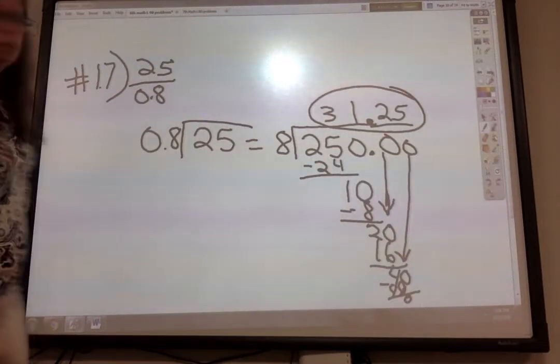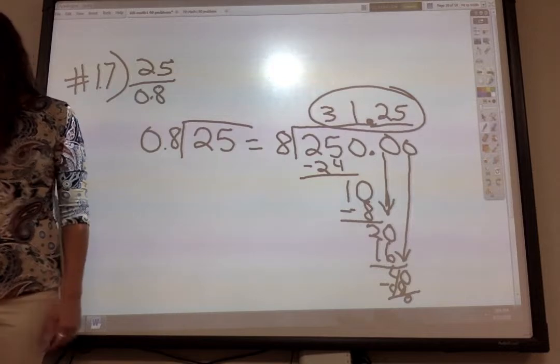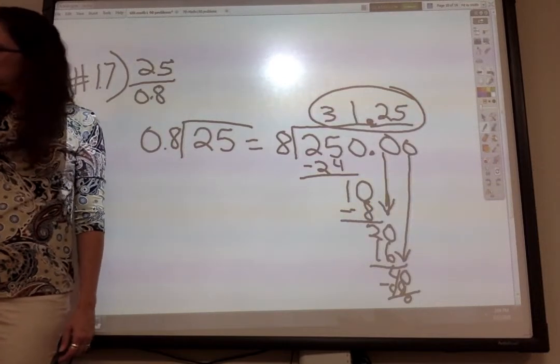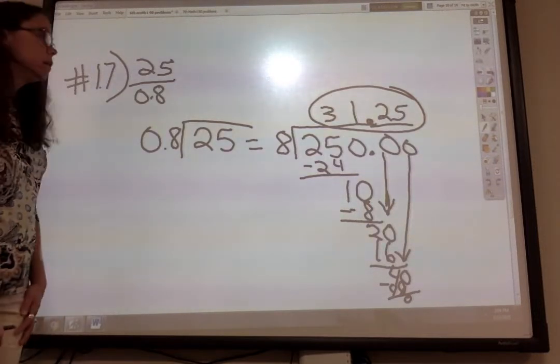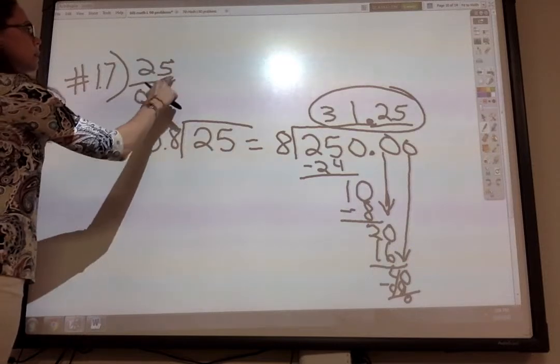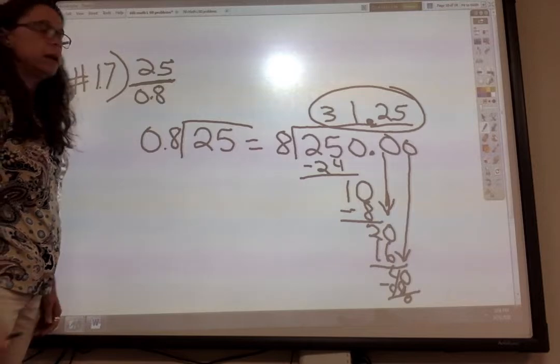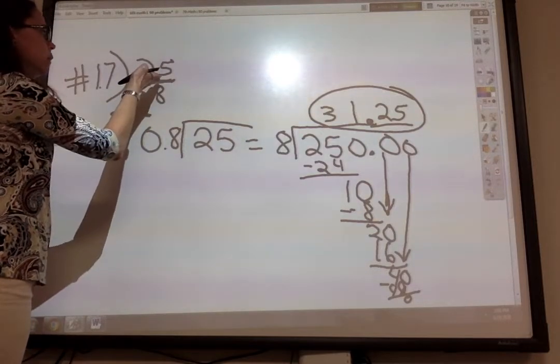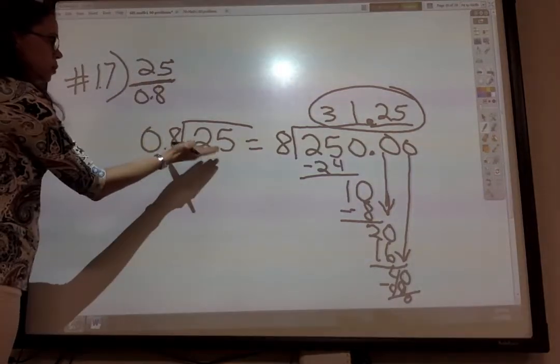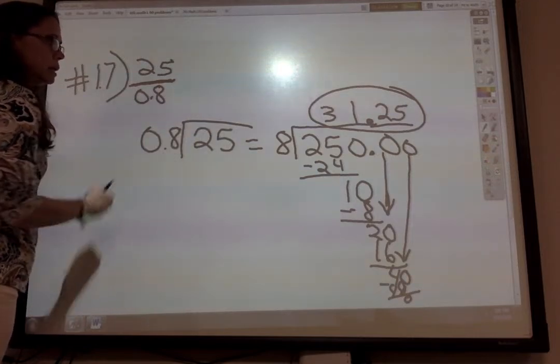Next one is number 17. Okay, the way number 17 is written looks like a fraction, 25 over 0.8. But remember, this is a fraction bar, but it's also a division bar. Okay, but make sure you're reading it correctly, top to bottom. 25 divide by 8 tenths.